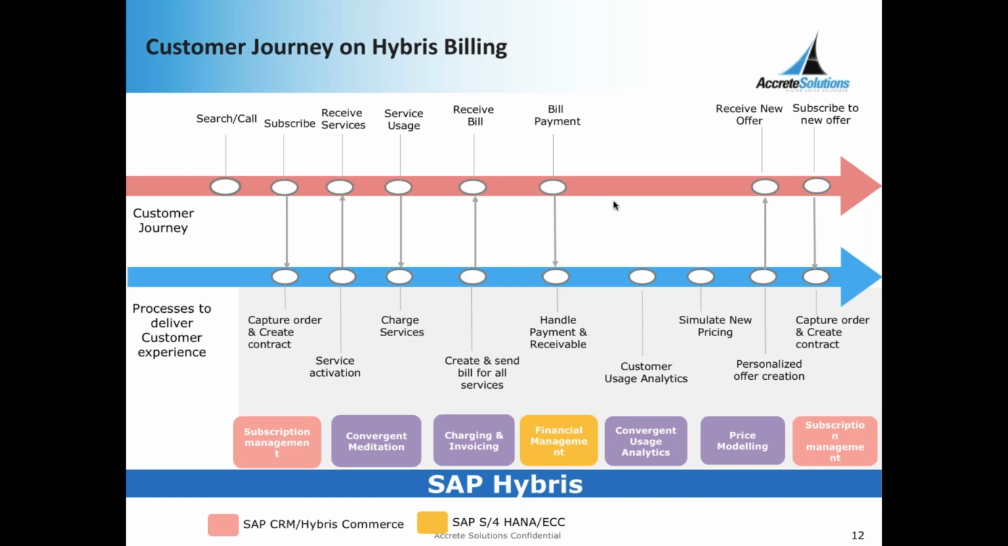So again, if you think about a B2B space, in that customer journey, you search and call for a service, you subscribe to it, and we capture that subscription in subscription management, in that SOM. You start receiving the services, and we have to start tracking those services in convergent mediation. The customer continues to use it, right? We have to charge for those services. Then we have to invoice for those services, so we use convergent invoicing for that. Then, of course, there's bill payment and AR and collections. That's all inside the financial management in S/4HANA or ECC.